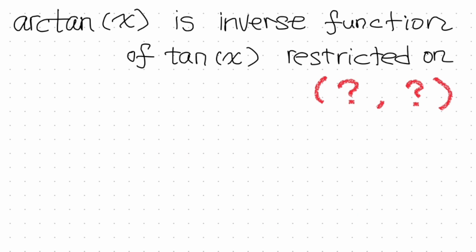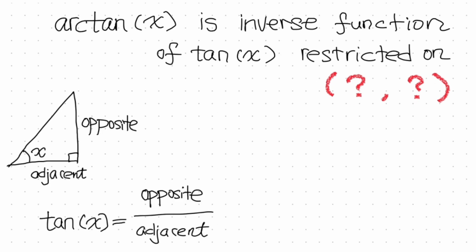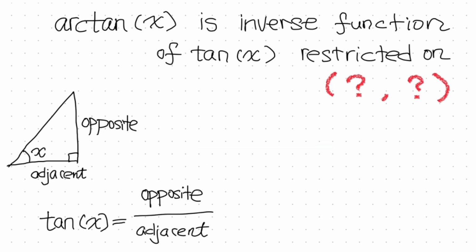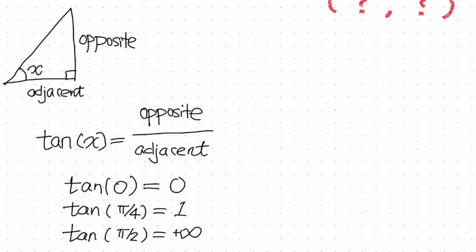Now let's do the same for arctan of x, which is the inverse function of tangent of x restricted on certain domain. In order to understand arctangent of x, we want to graph tangent of x first. And I need a few facts to recall the graph of tangent of x. For an acute angle x, tangent of x can be defined by opposite over adjacent side of a right triangle. Then by looking at the right triangle, I remember tangent of 0 is 0, tangent of 45 degrees is 1, and tangent of 90 degrees is positive infinity.